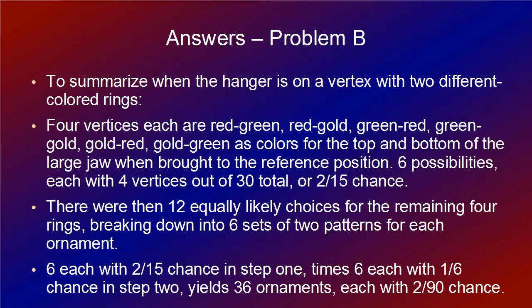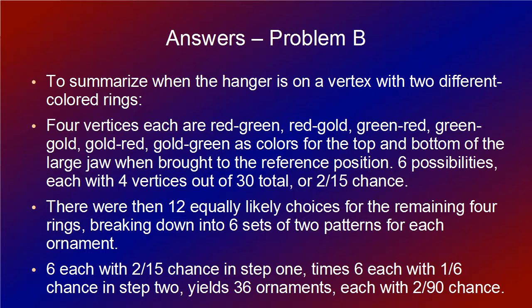Now we can summarize what happens when the hanger is on a vertex with two different colored rings. On any ornament, 4 vertices each will have one of the 6 color combinations: red-green, red-gold, green-red, green-gold, gold-red, or gold-green, as colors for the top and bottom of the large jaw when brought into the reference position. This starts us with 6 possibilities, each with 4 vertices out of 30 total, or a 2/15 chance.